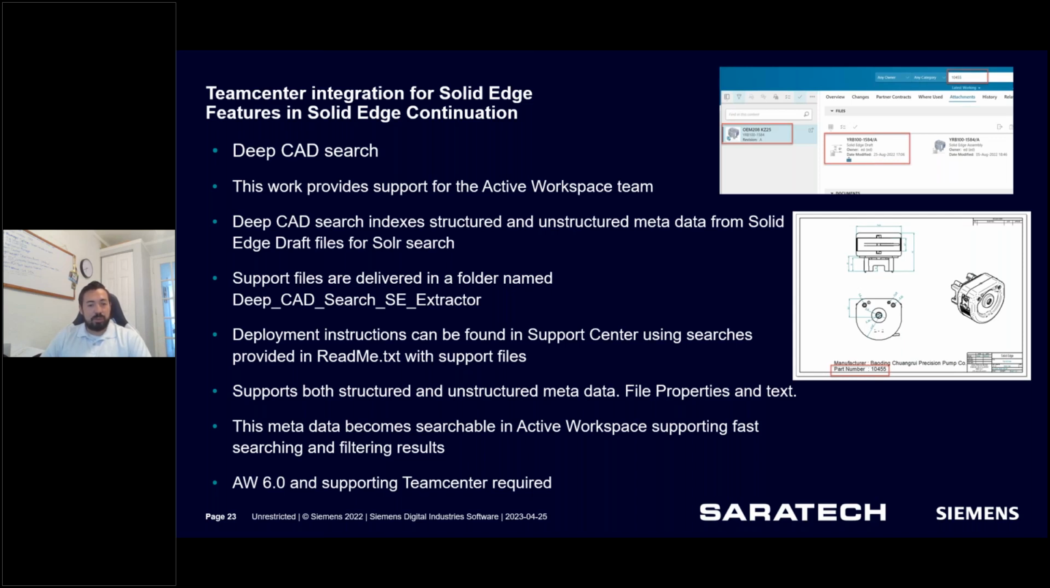Deployment instructions can be found in the Support Center by searching for the README text with the support files. It supports both structured and unstructured metadata, file properties and text. This metadata can become searchable in Active Workspace, supporting fast search and filtering of results. Again, this uses Active Workspace 6.0 and supporting Teamcenter is required. So you have to have Teamcenter installed with Solr indexing and Active Workspace with these versions in order for you to have access to it.